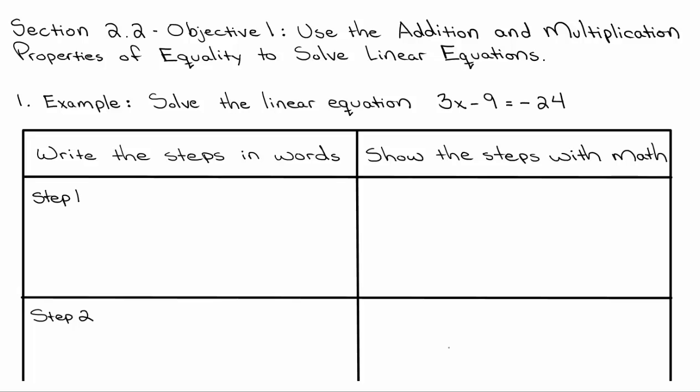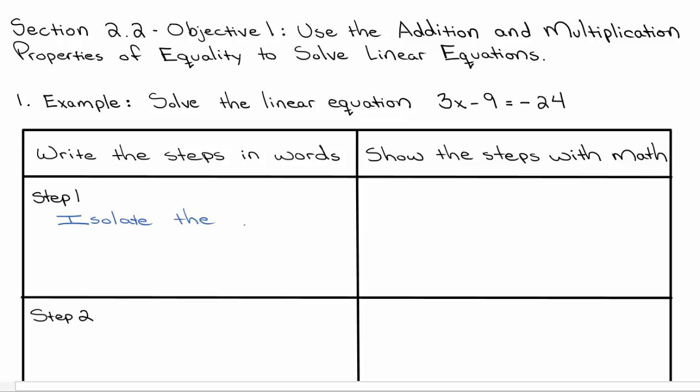So our step 1 in solving this is we need to isolate the term involving the variable. In other words, we want to get the variable expression by itself. The variable expression here is the 3x. So that's our first step, is to just isolate that term of 3x.